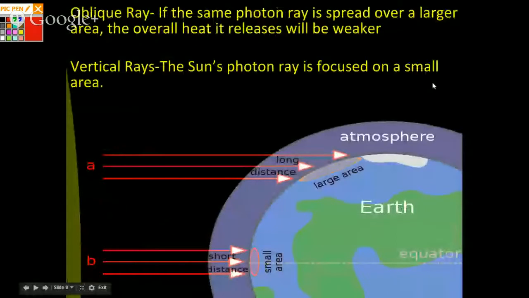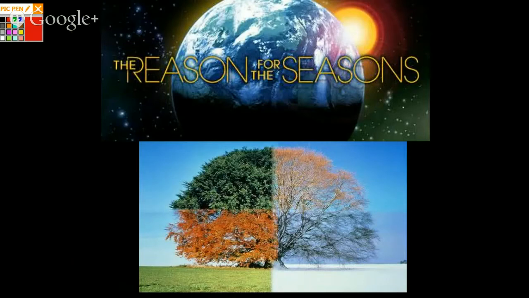So there are names for these different rays. A ray that strikes over a larger area is called an oblique ray, and a ray that strikes over a smaller area is called a vertical ray. I will be referencing both rays as we continue. So now that we understand why the Earth is heated unevenly, let's discuss why we have seasonal change throughout the year, the reason for the seasons.